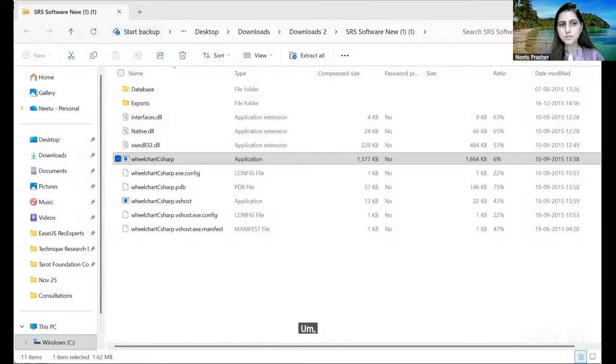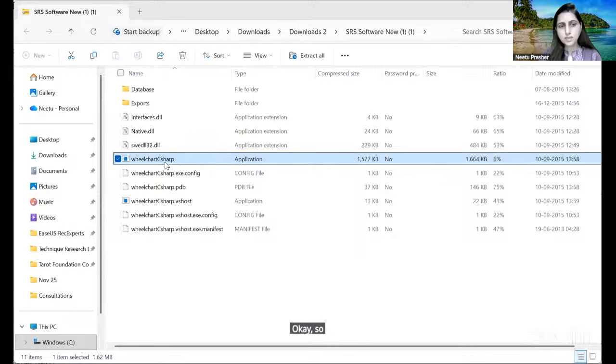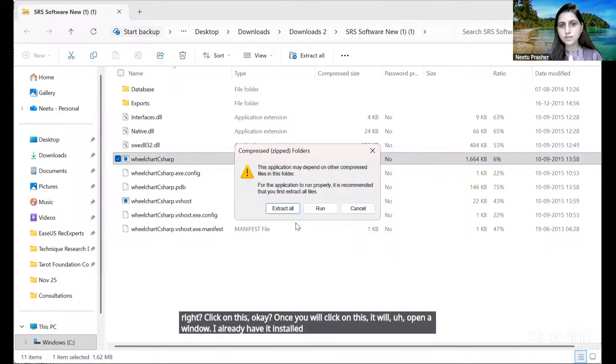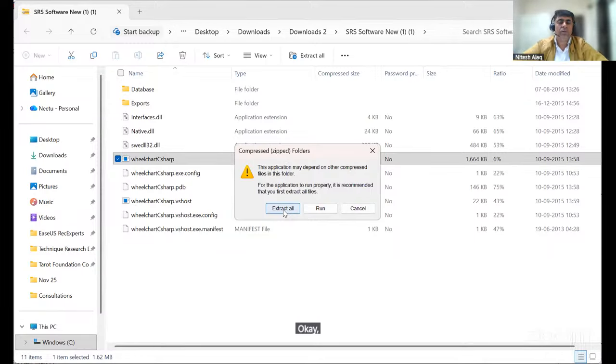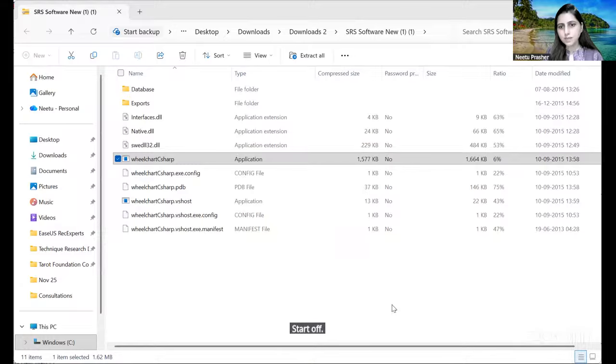Is my screen visible? Yeah. Okay, so if you see, there is this icon called C# wheel chart, C sharp, right? Click on this. Once you click on this, it will open a window. I already have it installed, so it will talk about extract all. Start task. Okay. Once I do extract all, it will show something like this, and I will extract it.